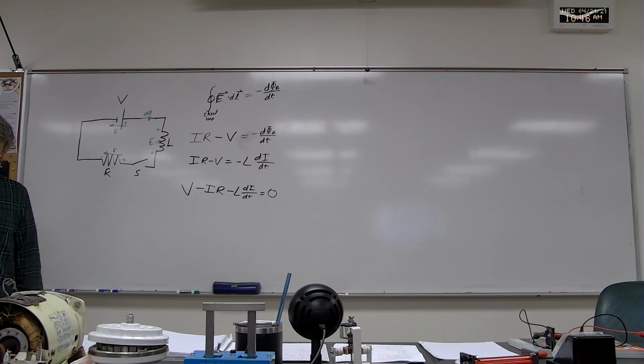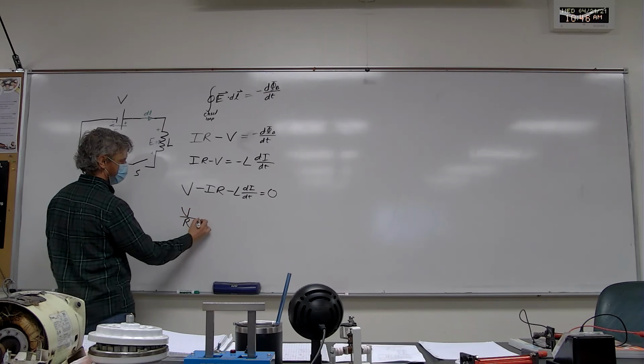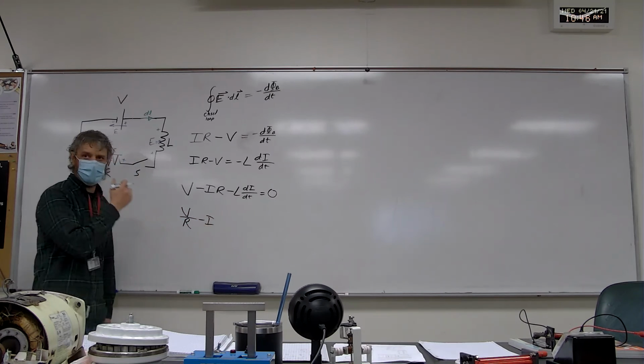So what do you think ends up being involved in the solution to this equation? Natural log. Yeah. You want to do it real quick? So I'm going to divide both sides by R. You have V over R minus I. I mean, this might take a minute.